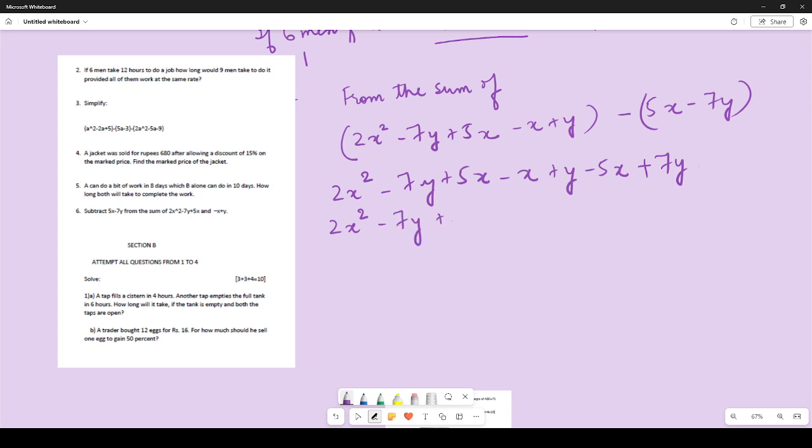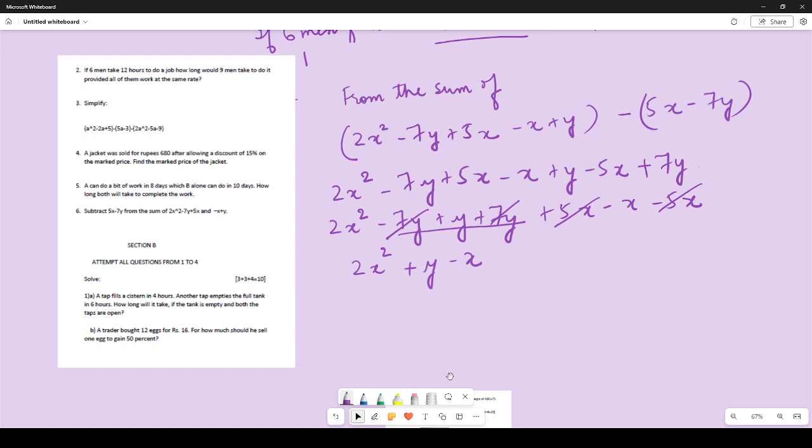Minus 7y plus y plus 7y. Now let us take up the x: plus 5x minus x minus 5x, right? Now minus 7y plus 7y get cancelled, plus 5x minus 5x get cancelled, and we are left with 2x square plus y minus x. That should be your answer.